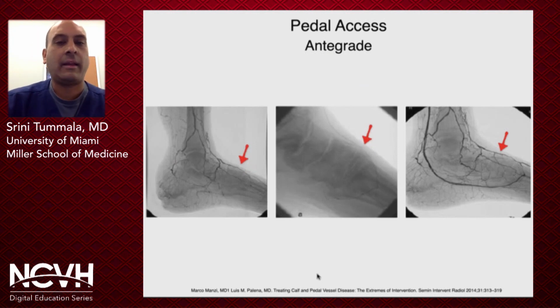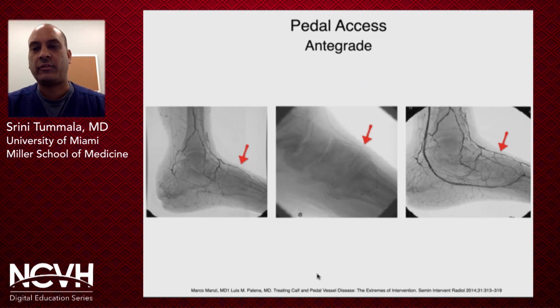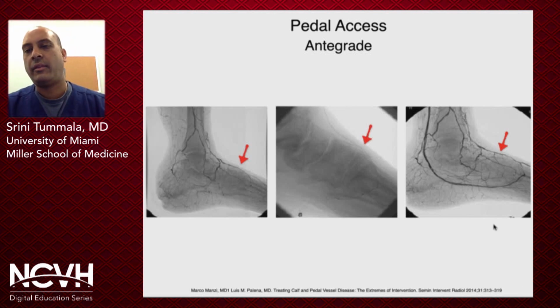But remember that pedal access doesn't have to be just retrograde. It can also be antegrade. If you look at this, this is a diseased pedal loop. Access point is here in an antegrade fashion directly into the dorsalis pedis artery to allow crossing of the disease and the CTO, and then therapy was delivered, and then you end up with a good result.